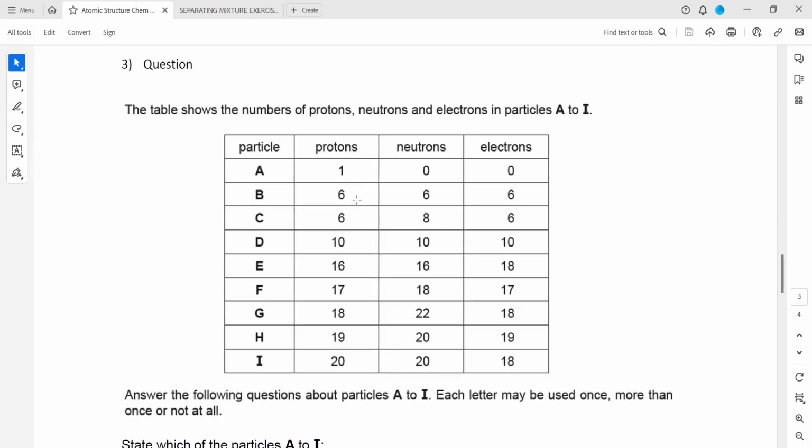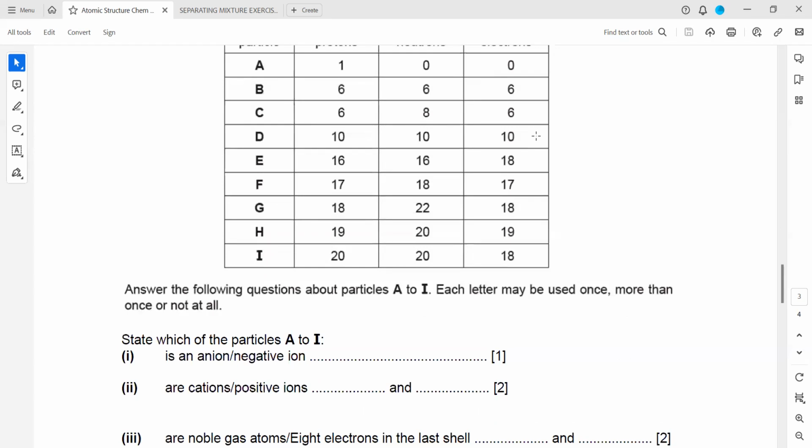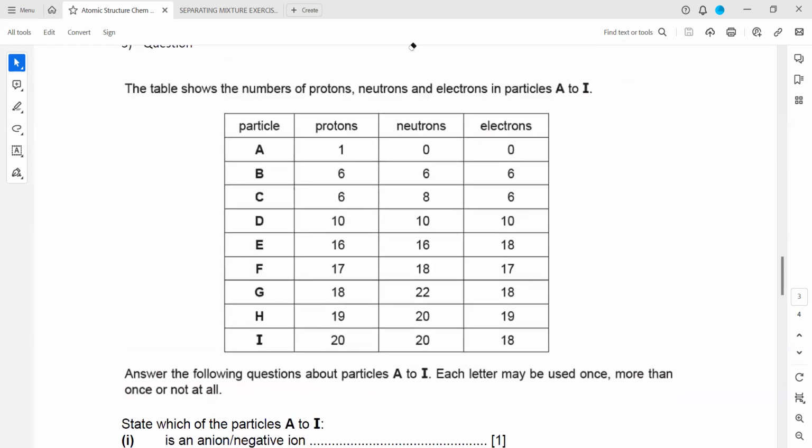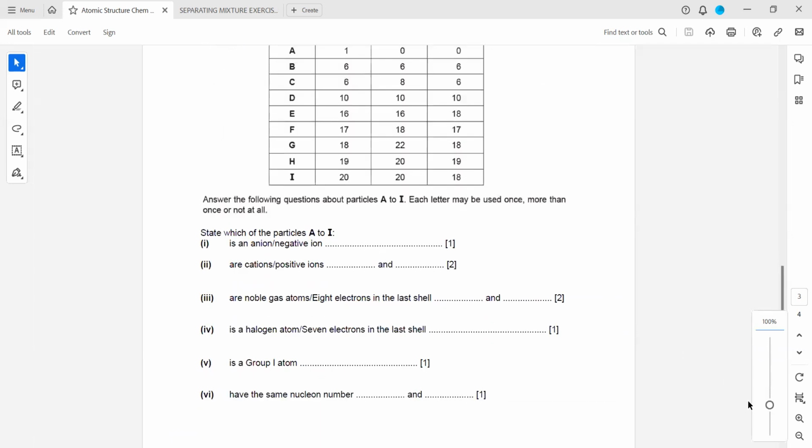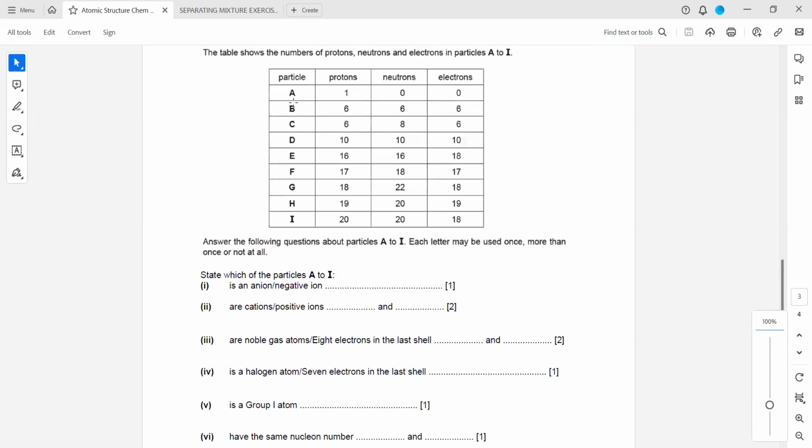Then in question 3, the table shows the number of protons, neutrons, and electrons in particles A to I. Answer the following questions about the particles A to I. Each letter may be used once, more than once, or not at all. So the first one: which particle A to I is an anion or a negative ion? To be a negative ion means it should have more electrons than protons.